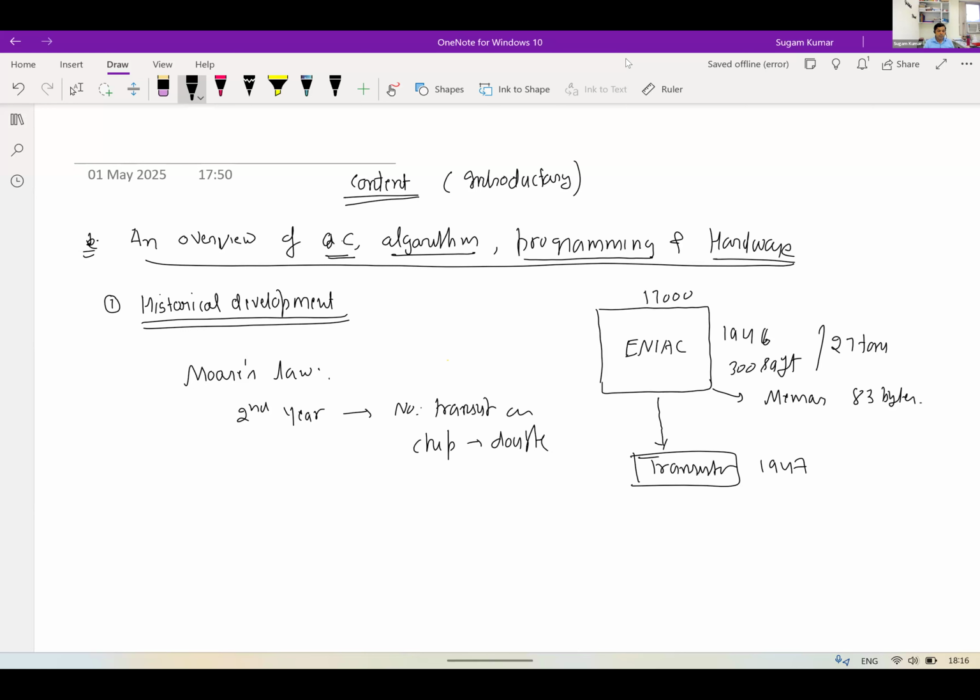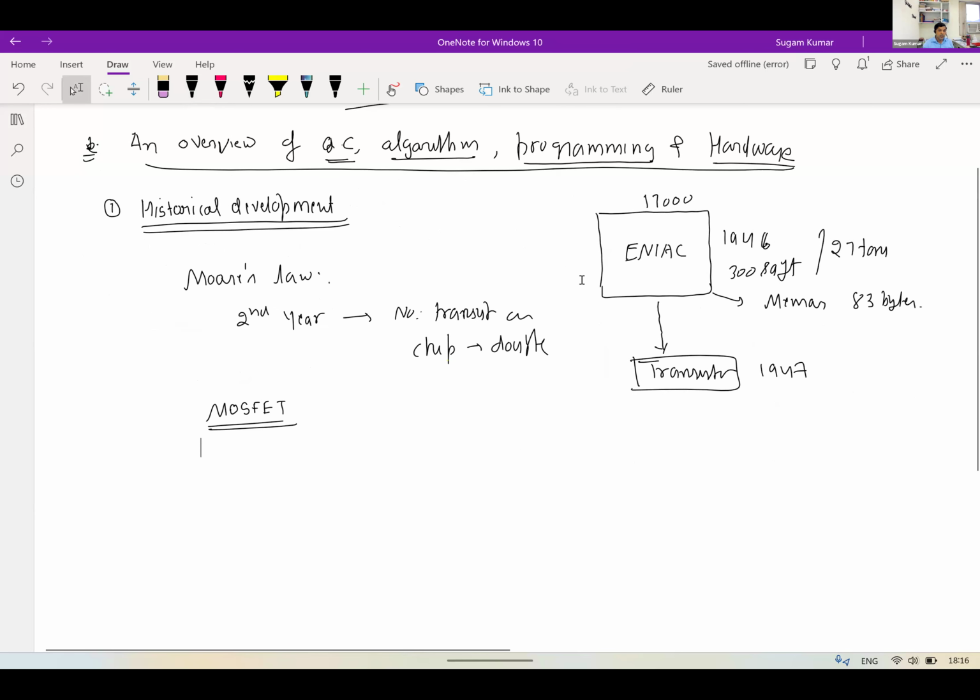So every second year, the size of the transistors is getting smaller, smaller, and smaller. So for example, we will now talk a little bit about the simple functioning of the MOSFET, where you can understand what exactly the problem is with our present computing system. So in the MOSFET, we have one source, then the drain, and then there is an insulator, and after that we place a gate.